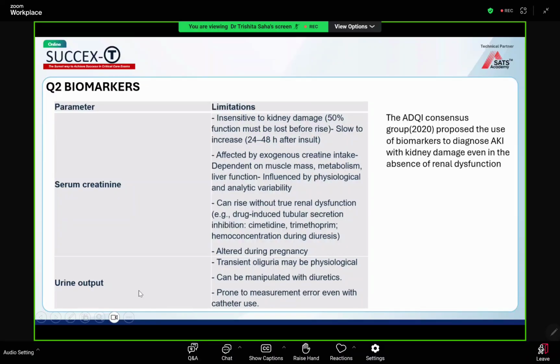And the urinary output is also not a reliable measurement because transient oliguria may be physiological, can be manipulated by the use of diuretics, and is prone to measurement error even with catheter use. The catheter might be blocked, or some sediments might be there, so it is a confounder in that factor. So the Acute Disease Quality Initiative group in 2020 proposed the use of biomarkers to diagnose AKI with kidney damage even in the absence of renal dysfunction.